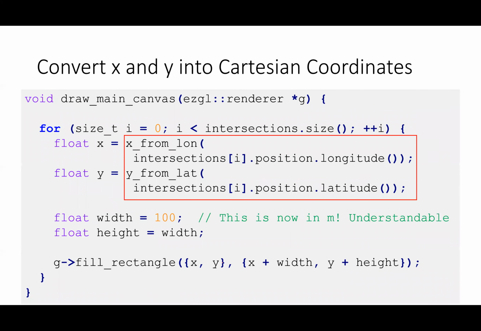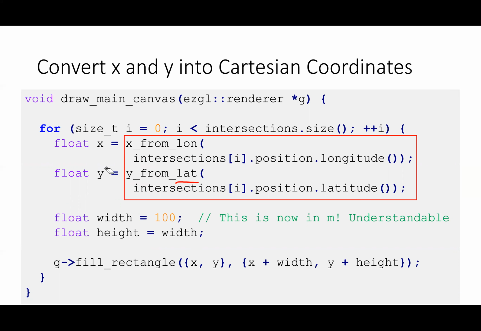Okay, so I don't have to change my code much. Instead of directly drawing latitude and longitude, I'm just going to use these helper functions to convert into proper x and y. My x and y are now in meters, which also makes it a lot easier for me to read the size of things. So I'm now going to draw my intersections as 100 wide and 100 tall. And I know what that means. I'm actually going to draw an intersection as 100 meters by 100 meters. So it's also easier to think about.